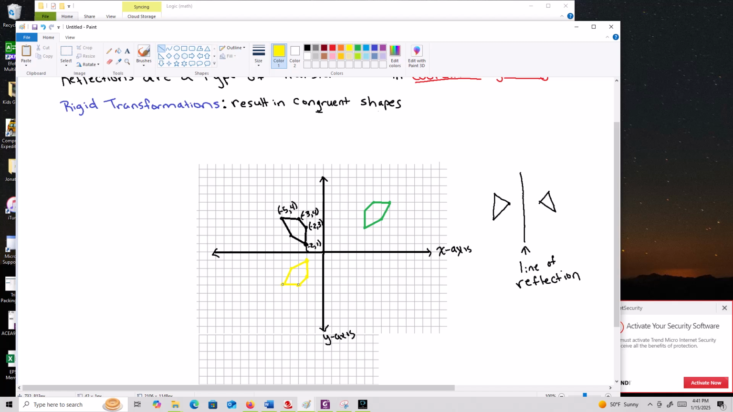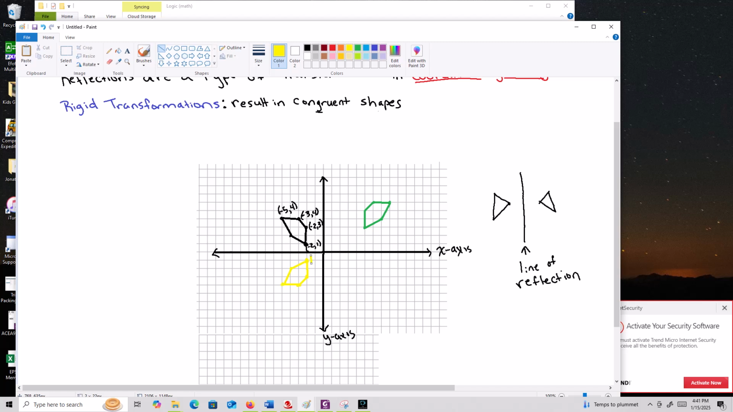And you'll notice that when you reflect across the x-axis, you have flipped that shape vertically, and your x values stay completely the same, but your y values have been multiplied by a -1.